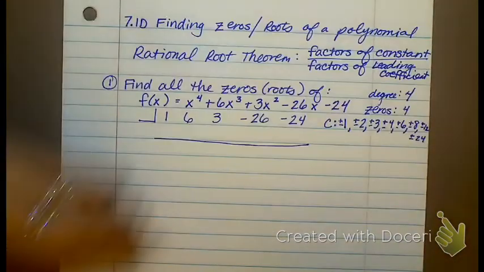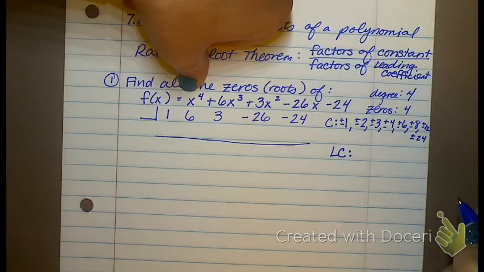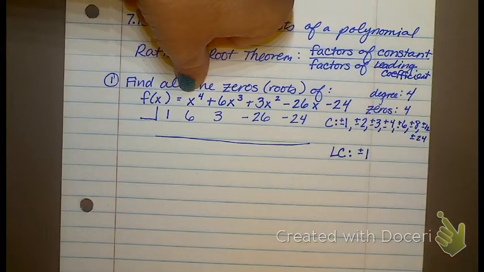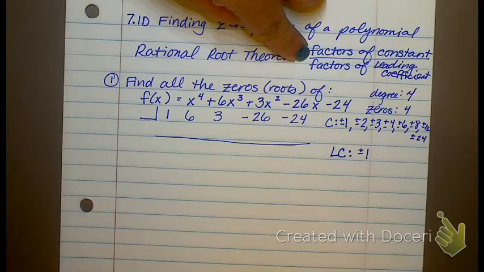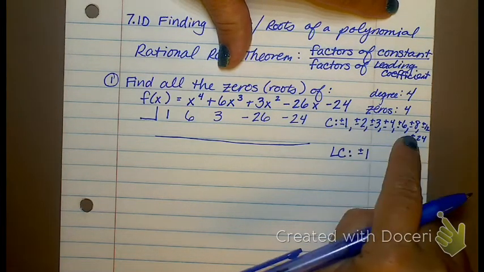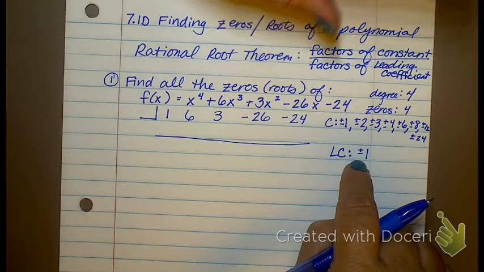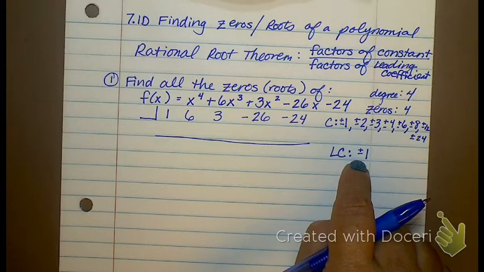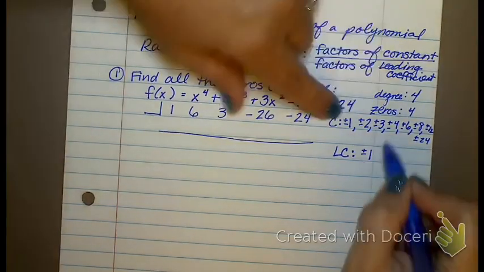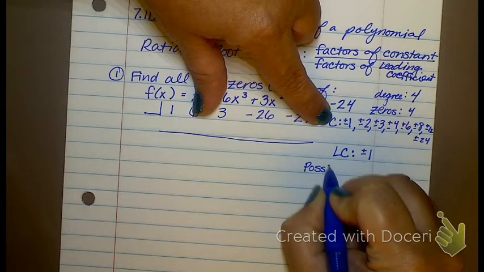Yeah? What about the leading coefficient? What's my leading coefficient? 1. That makes life easy because the only possibility there is 1. Now you notice I wrote the theorem as a fraction. I need to take each of these constant factors and write them in a fraction over the leading coefficient factors. Now I can kind of ignore the plus and minus through this process. I just need to know that every one of my possibilities also has the plus or minus.